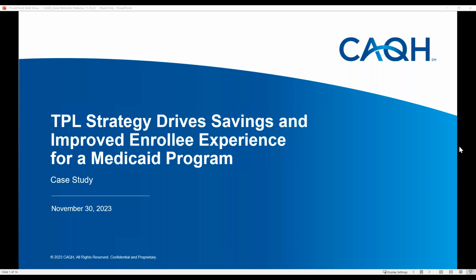Consistent with our mission and our vision for healthcare, CAQH is always looking for innovative approaches and data sets that can avoid healthcare waste and healthcare inaccuracy by bringing reliable data and services to the forefront of healthcare processes. We're excited to share with you today one approach that CAQH has partnered with one Medicaid program, the District of Columbia, along with Zane Networks, to deliver a differentiated experience to identify TPL earlier in the process and to ultimately drive a better member experience.